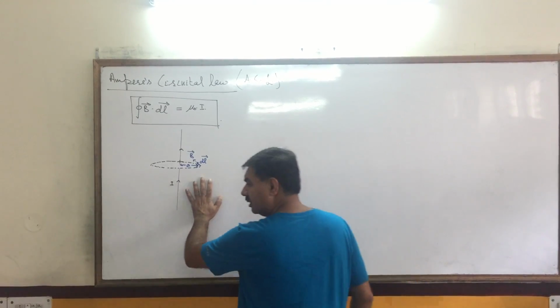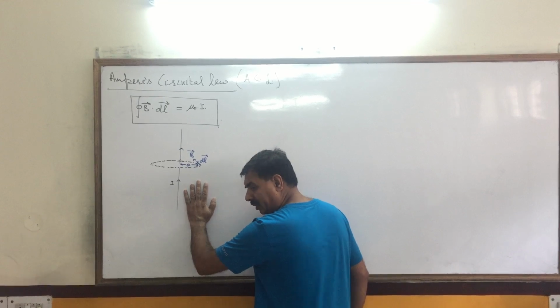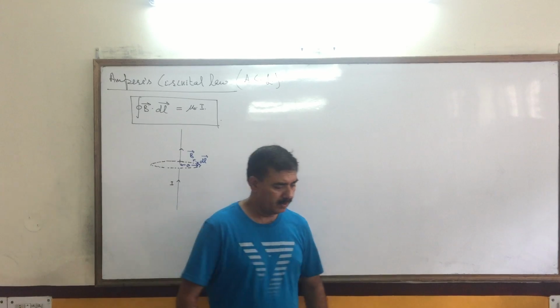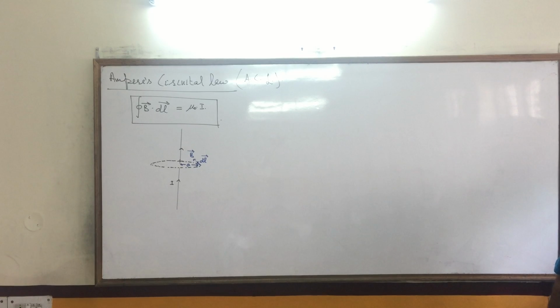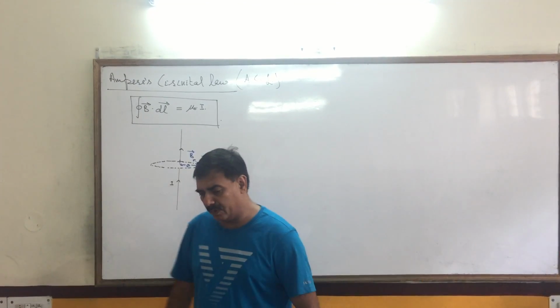So the magnetic field is equal in magnitude and tangential to the closed path at every point.